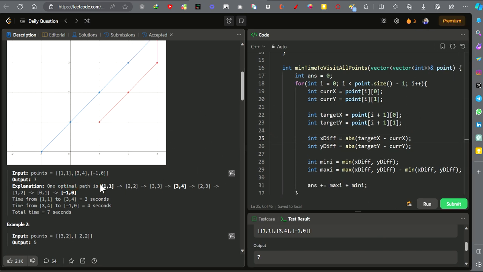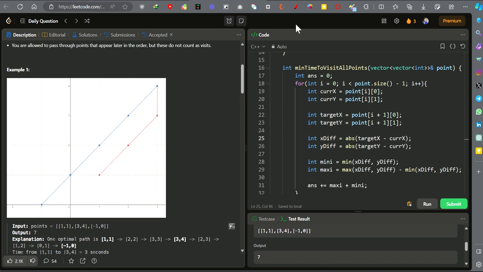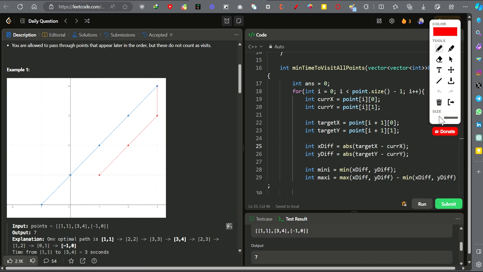So just to explain you guys in a proper way, I'll take the example that is given here. Let's say we have a coordinate 1 comma 1, and we have to reach the next coordinate, that is 3 comma 4. And the next coordinate is minus 1 comma 0. So first we'll reach from 1 comma 1 to 3 comma 4. We'll take one diagonal distance, that is 1, and another diagonal distance, that is 2. We have reached here, and again we'll take one vertical, that will be 1.